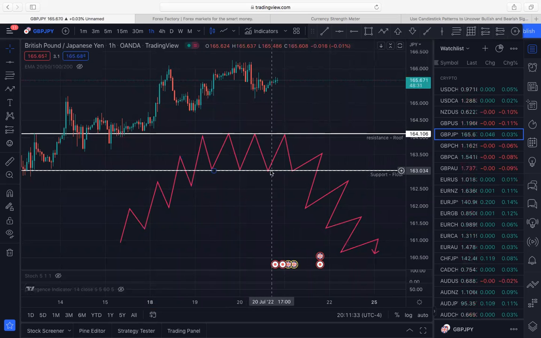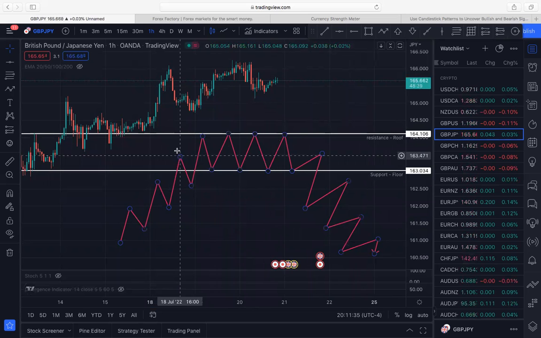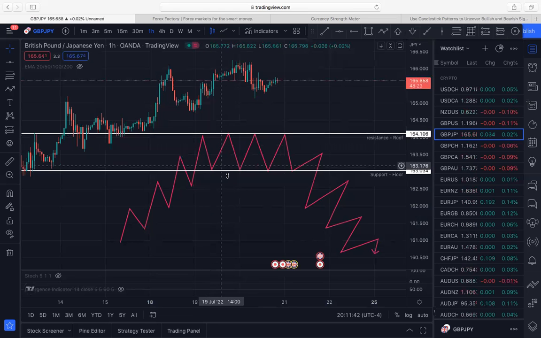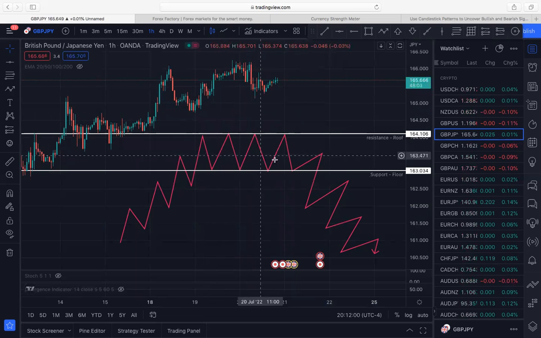So with support and resistance, you want to have at least 3 touches on the roof and 3 touches on the floor. So for here, we have 1, 2, 3, 4 touches on the roof and 1, 2, 3, 4 touches on the floor. I'll show you also on the actual market with candles so you can see that instead of this.